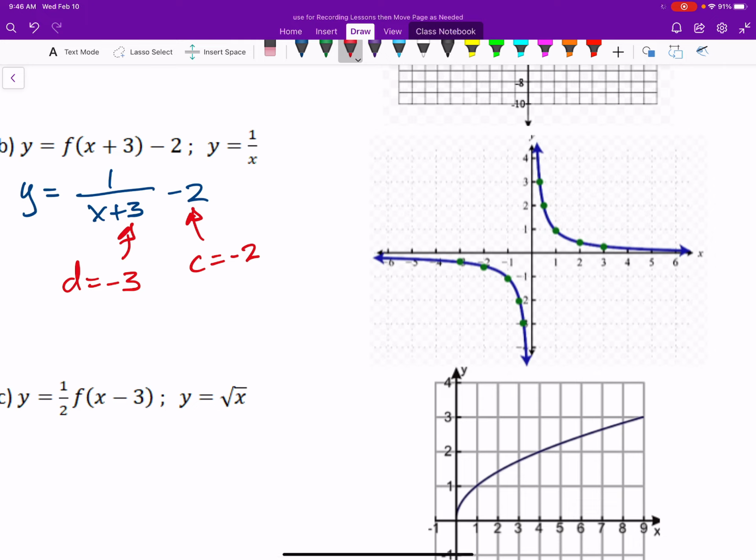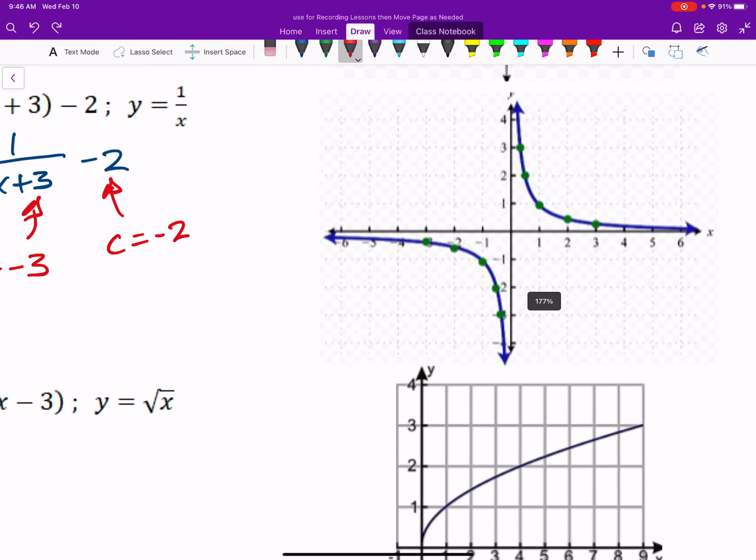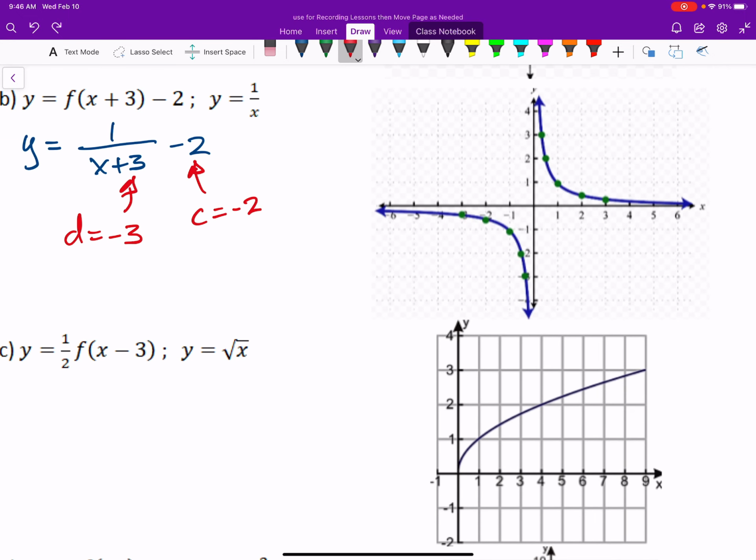Remember, d values are horizontal shifts. So a d value of negative 3 says move 3 to the left. Take each point and move 3 to the left. A c value of negative 2 is a vertical shift. It's saying take every point and move it down 2. So in the interest of time, let's just do this one point at a time and see what we get. Let's start with this point.